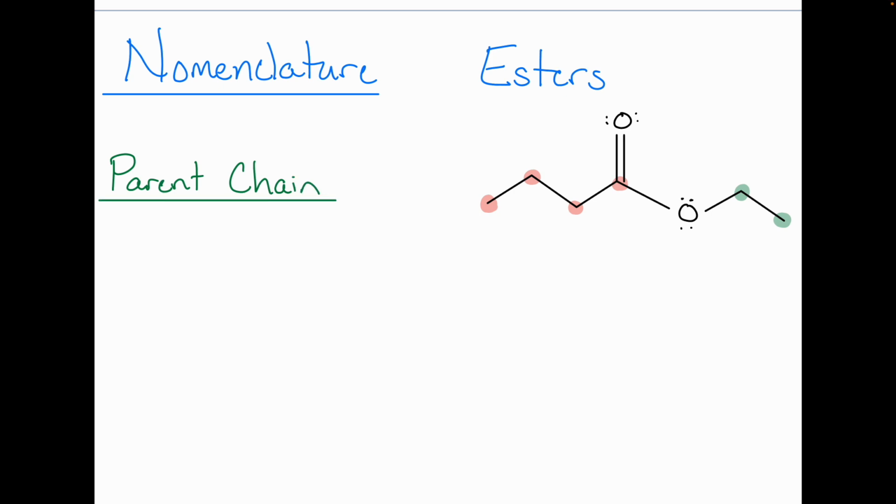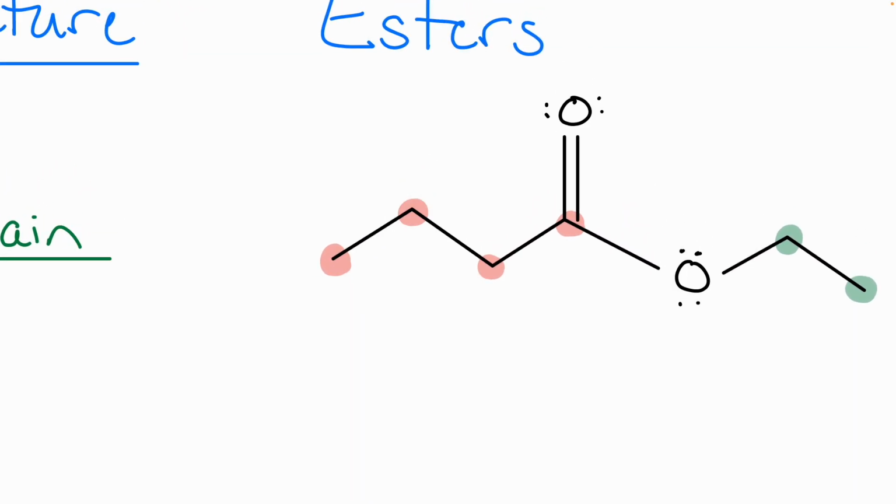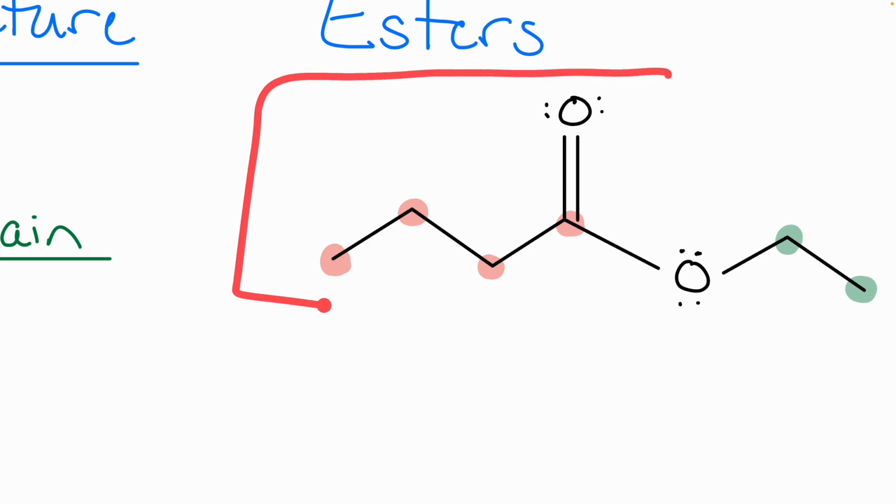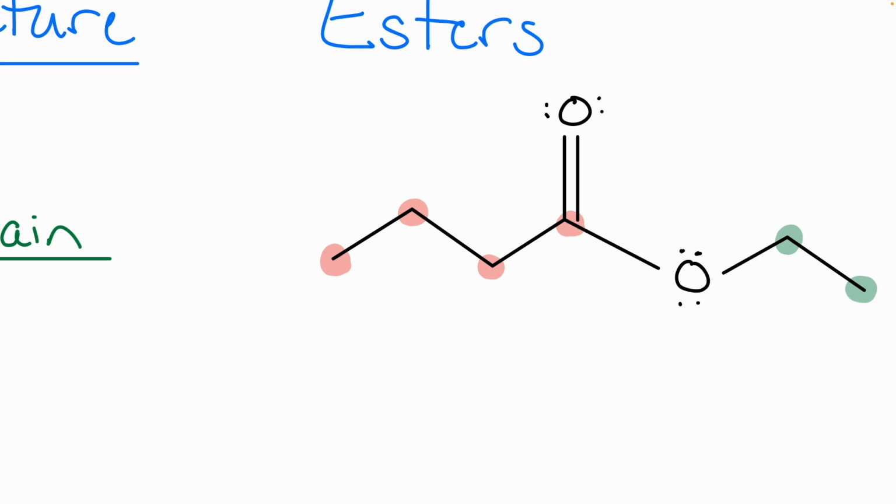So that's a really good guess, that we want to pick the longest one. And that's exactly what we did for ethers. But for esters, they're not two symmetric halves here. One of them is necessarily going to contain that carbonyl group, and the other one doesn't have our carbonyl group. So our parent chain is always going to be the portion containing that carbonyl carbon.